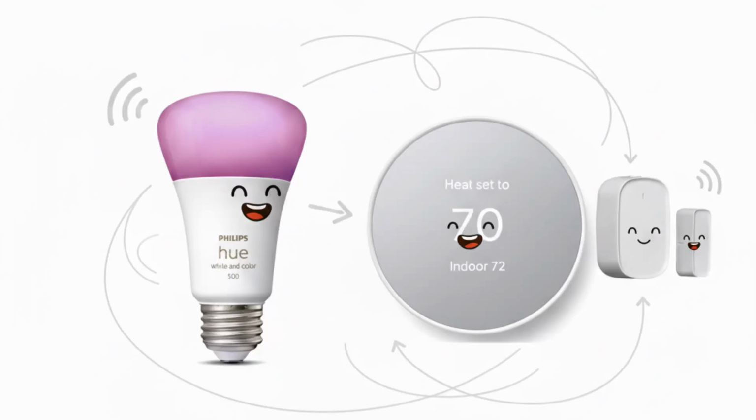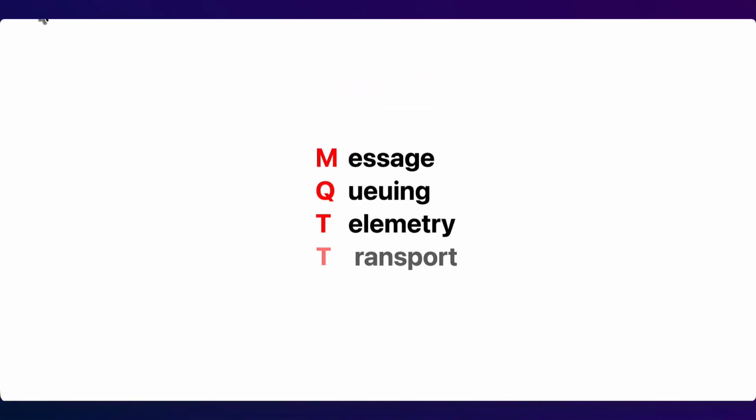Have you ever wondered how things like your smart lights, door sensors, and thermostats all talk to each other? No, they don't use English. They use a language called MQTT. And today, my daughters and I are going to show you how to make your own devices chat like a mini smart home. MQTT stands for Message Queuing Telemetry Transport.